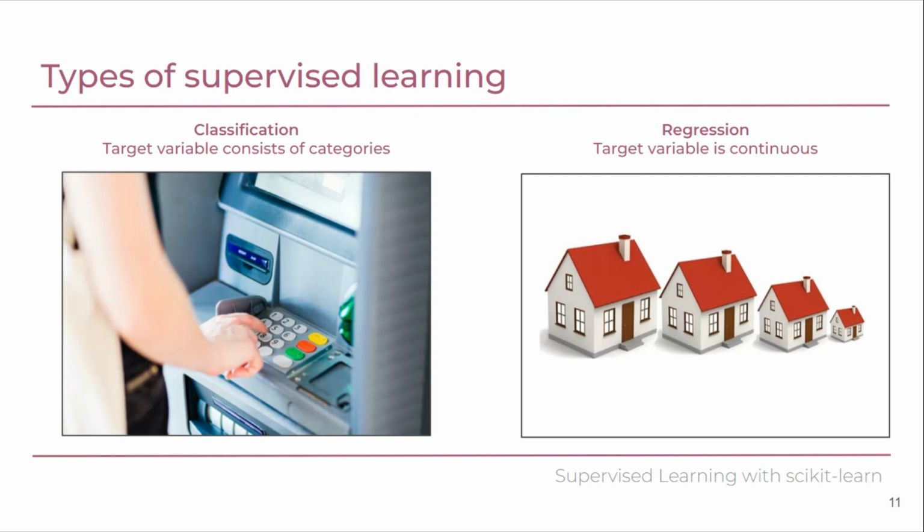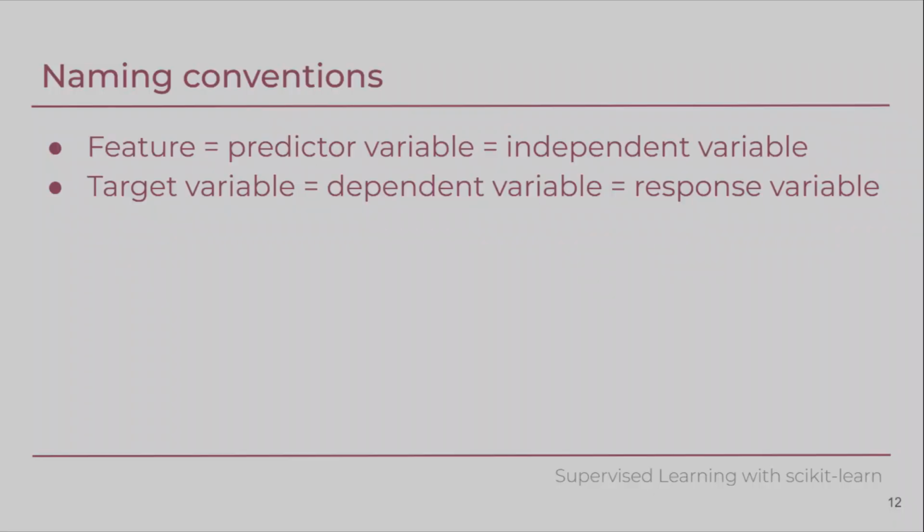Regression is used to predict continuous values. For example, a model can use features such as number of bedrooms, and the size of a property, to predict the target variable, price of the property. Note that what we call a feature throughout the course, others may call a predictor variable or independent variable. Also, what we call the target variable, others may call dependent variable or response variable.